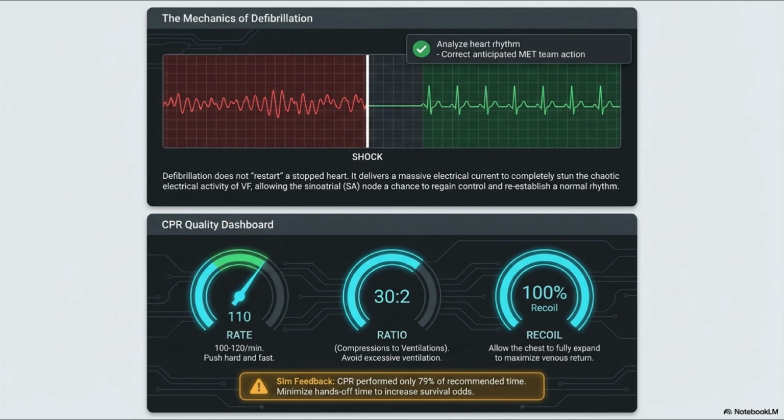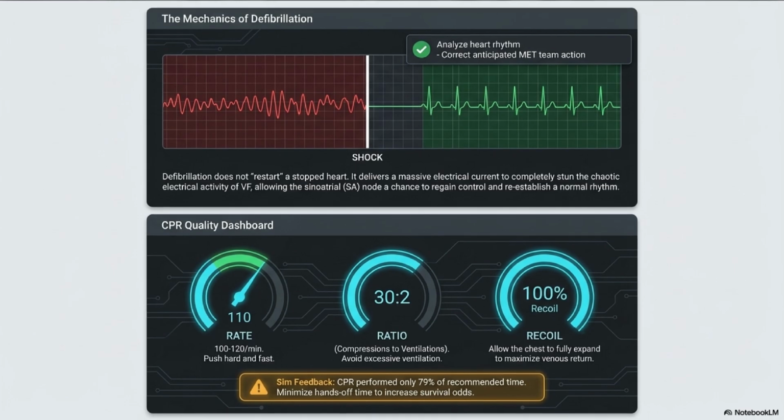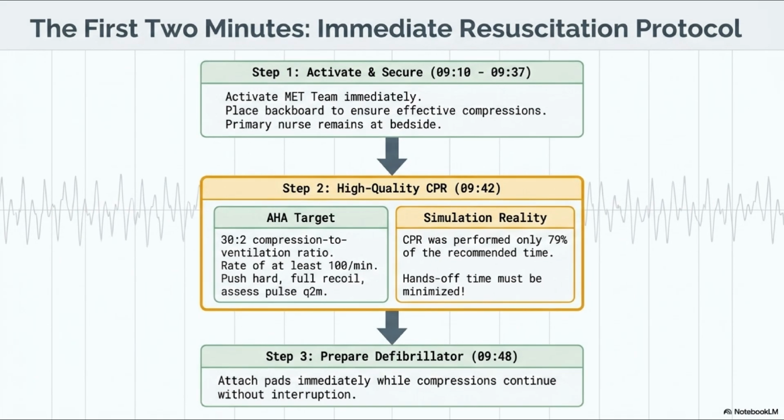And building that pressure back up takes multiple consecutive compressions. This is exactly why the guidelines hammer home the concept of minimizing hands-off time. The sim feedback had a pretty crazy stat on this, right? Yeah, in the clinical feedback from this specific simulation, there's a glaring metric. The primary nurse only performed CPR 79% of the recommended time. Wow. In a high-stakes code, a 21% hands-off fraction means the brain was completely devoid of oxygen delivery for over a fifth of the arrest.